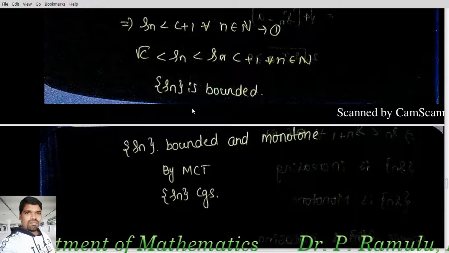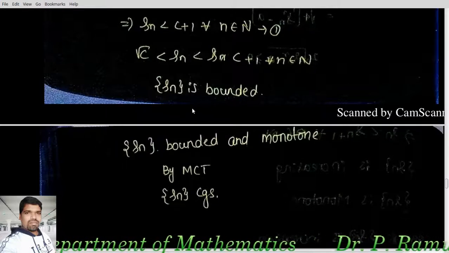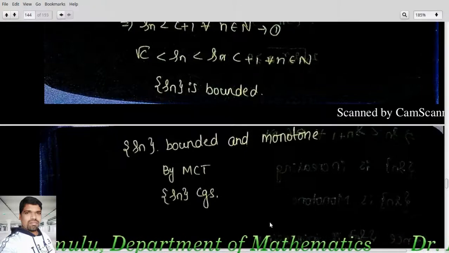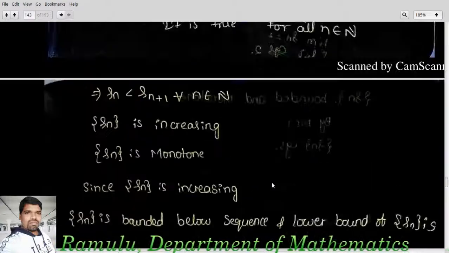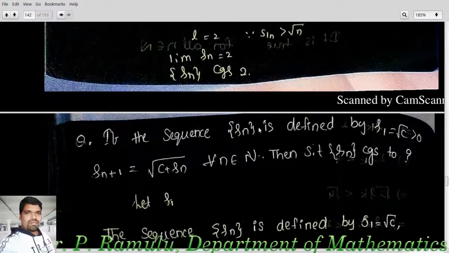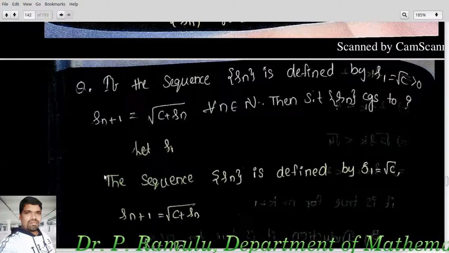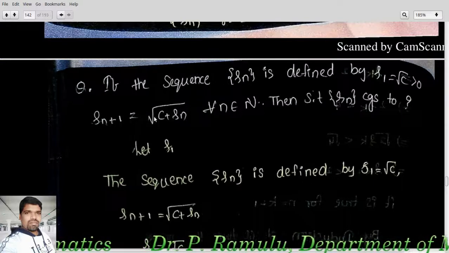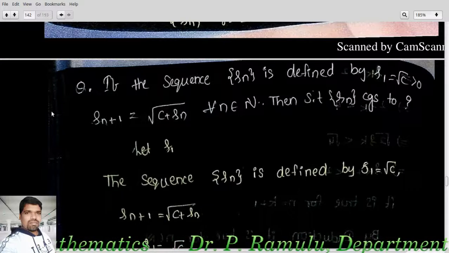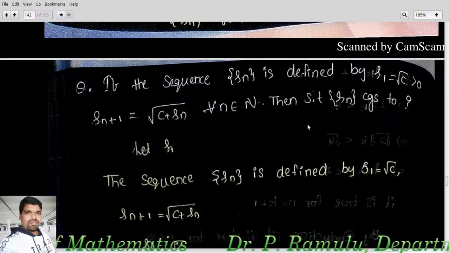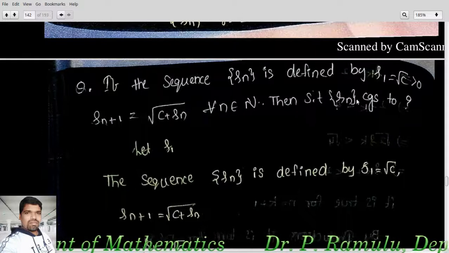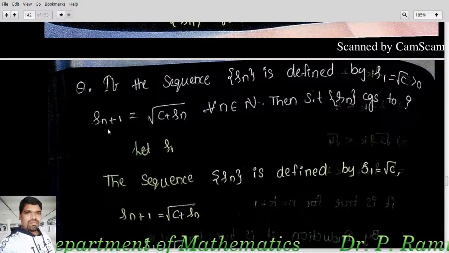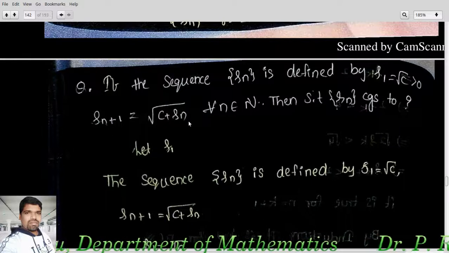If Sn equals L, then Sn plus 1 also equals L. Then what can I write in my sequence defined like this? Here L equals root of C plus L, so L square equals C plus L. By using this, you can find the limit of the sequence. What is convergence? Okay, here the limit of Sn is equal to L, that is root of C plus L.